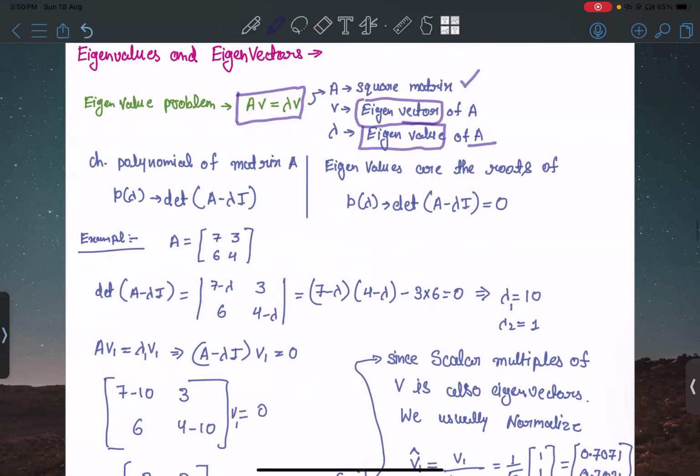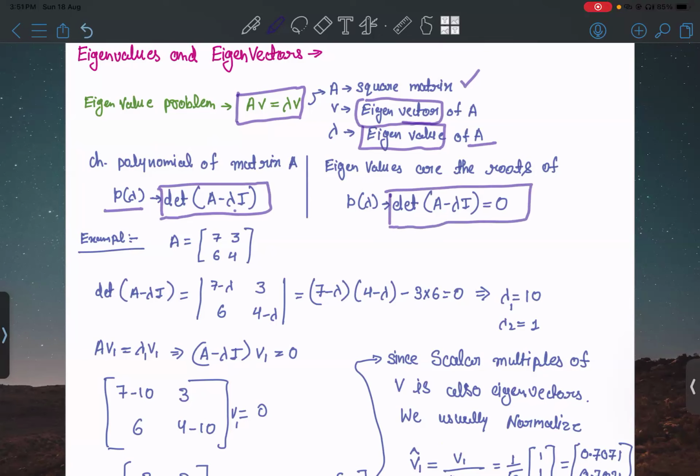In the analytical sense, how can we find the eigenvalues? We can first find the characteristic polynomial. Suppose A is my matrix, then the determinant of A minus lambda I will be my characteristic polynomial. Then the determinant of A minus lambda I equal to 0 will lead to the eigenvalues. The roots of this characteristic equation will give me the eigenvalues. Then we'll find the eigenvectors.